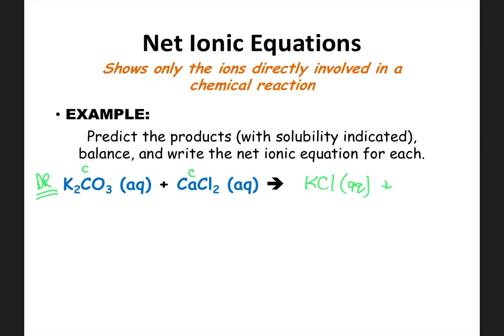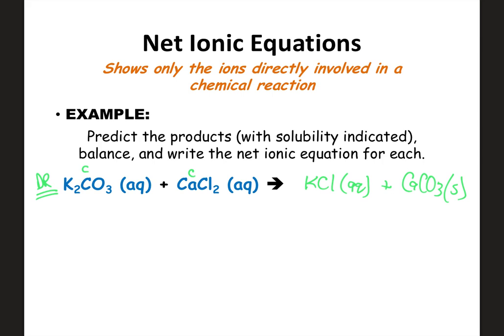So when you do symbols, charges, crisscross, the 2 plus on the Ca and the 2 minus on the CO3 cancel. So it's just going to be CaCO3, and that's going to be solid. Carbonates here are typically solids. Remember, phosphates, carbonates, and sulfides are typically solids or insoluble, except ammonium or alkali metal compounds. Calcium is not ammonium, and it's not an alkali metal, so it follows the rules.